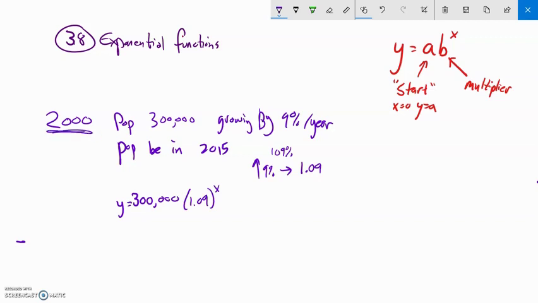And so if I start at 2000, and then I want to know how many people in 2015, that's a change of 15 years. You just go 2015 minus 2000. So that means what I want to evaluate is this 300,000 times 1.09 to the 15th power, because I want to multiply that 1.09 15 times, right? One for each year.